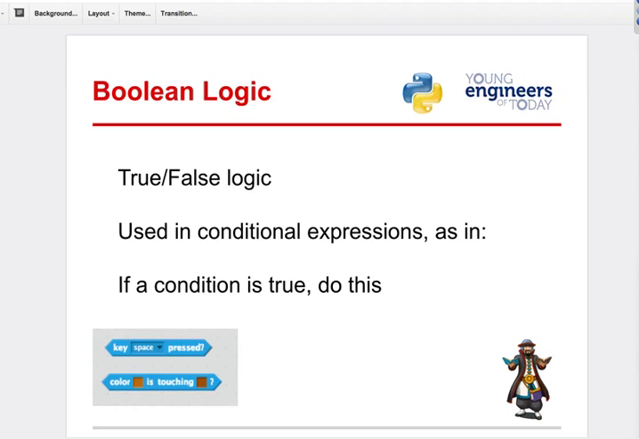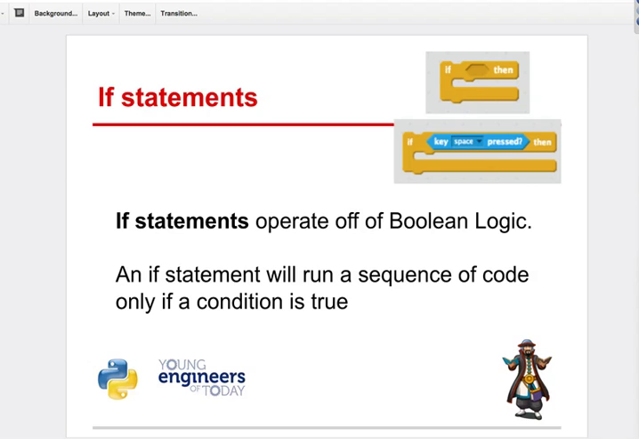True and false logic, using conditional expressions. In other words, if this is true, then do this. You know, and we've done that a little bit with Scratch in the past. They operate off of Boolean logic. Python will run a sequence of code if it's true.